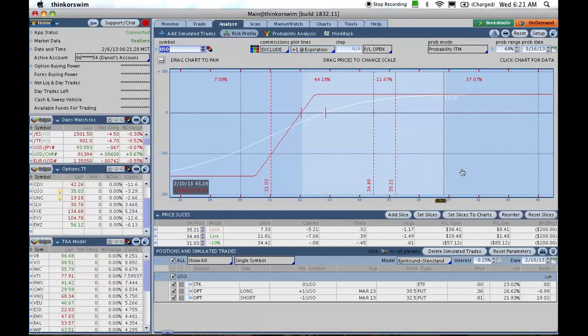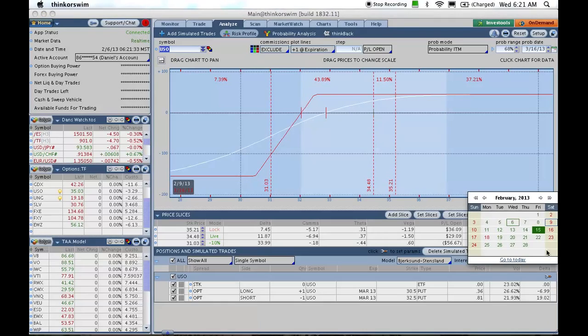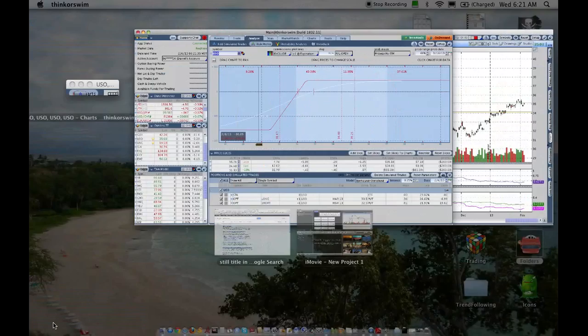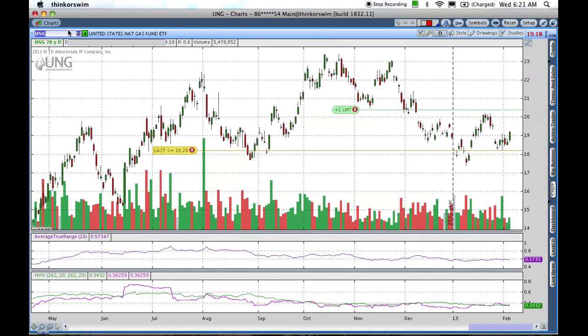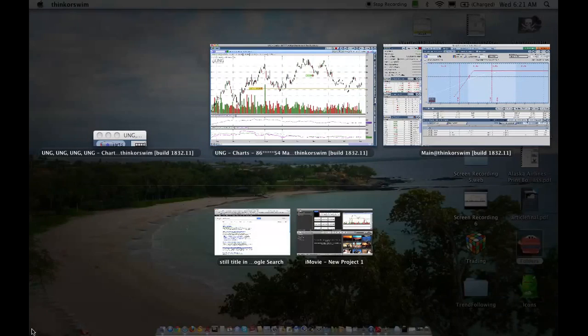But we just don't know what's going to happen, so we're going to manage the risk in each individual trade and hope for the best. Let's hop back over here and take a look at UNG. UNG is natural gas. We got a nice pop-up yesterday that helped our position. We're long, and our stop level here is 18.20.